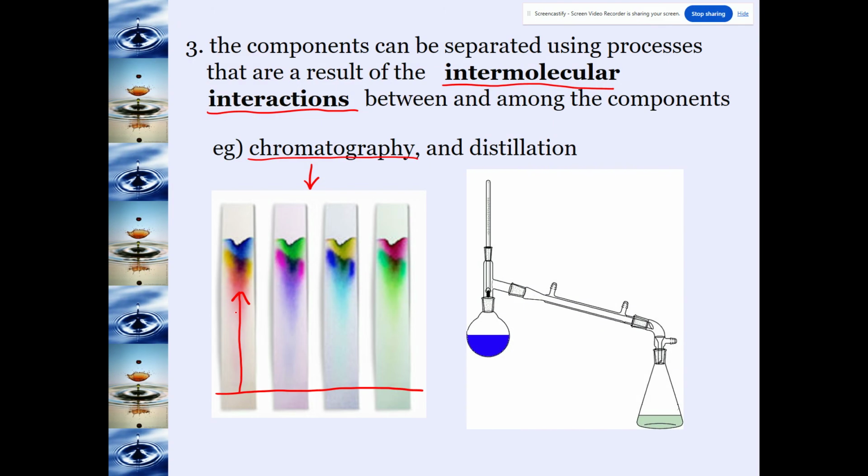Usually the filter paper is polar, and so it has to do with like attracting like. The non-polar substances travel higher because they're not being attracted to the paper, whereas the polar substances stop sooner because they are being attracted to the paper. So it's based on polarity that chromatography works.